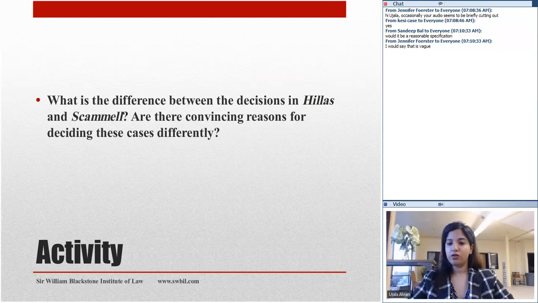Okay, so we discussed the two main cases of vague agreements under the main heading of certainty. So here's a small activity for you. What do you think is the difference between the decisions in Hillas and Scammell? Are there convincing reasons for deciding these cases differently?